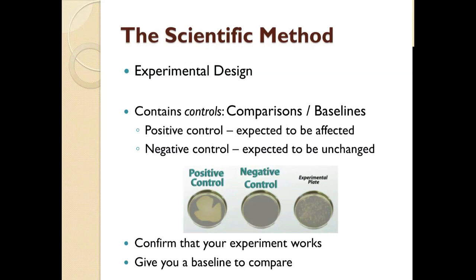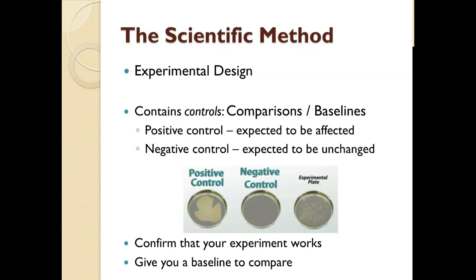So the example that I have here is an agar dish for bacterial growth. And I wanted to know how dirty my keyboard was in my office. So this is my experimental plate where I swabbed the keys and swabbed the agar and grew up bacteria. If I just looked at the experimental plate, I wouldn't know if that's a lot of bacteria or a little or normal. I need context.